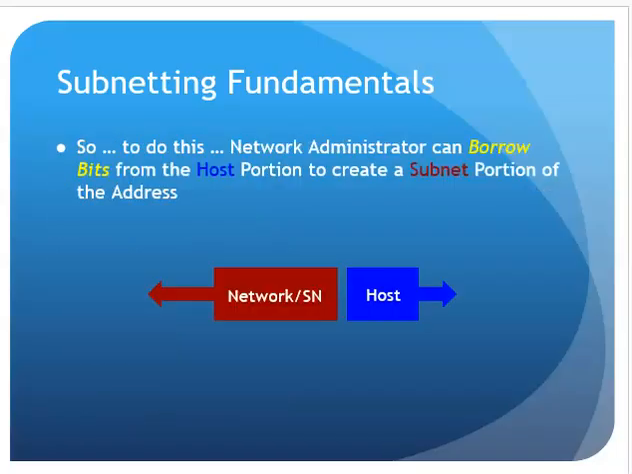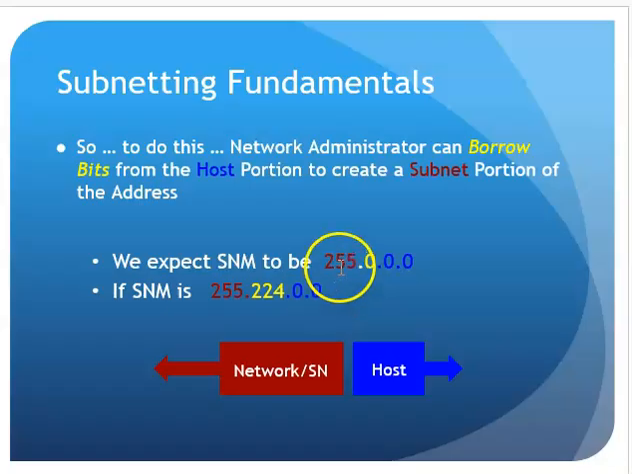So to do this, I'm going to take some bits from my host portion and turn them into a subnet piece. So if I have a subnet mask 255.0.0.0, if the subnet mask becomes 255.224.0.0, I took a couple bits from this octet to make it a subnet piece. And this now becomes the network and subnet part over here, 255.224, and then the remaining zeros here and here become the host piece. That's all we're doing.